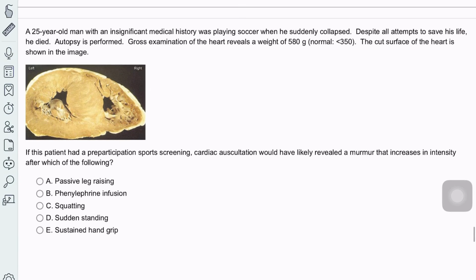Next question. A 25-year-old man with an insignificant medical history was playing soccer when he suddenly collapsed. Despite all attempts to save his life, he died. Autopsy is performed. Gross examination of the heart revealed a weight of 580 grams. Normally it is less than 350. The cut surface of the heart is shown in the image.